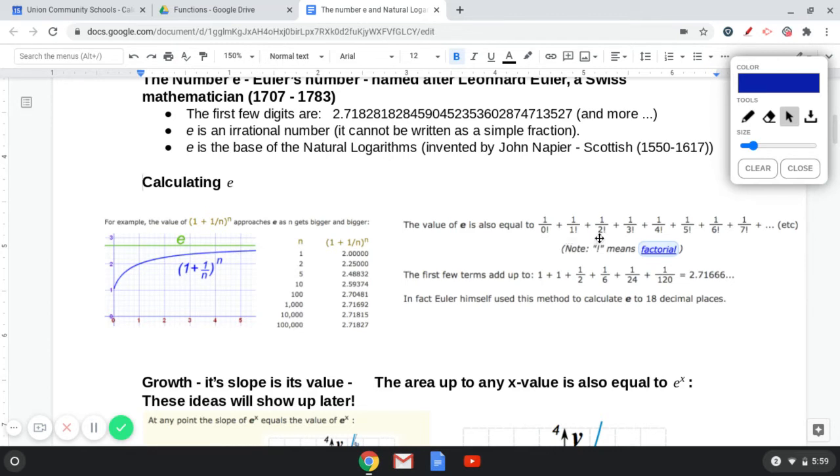Anyways, the value of e is also equal to 1 over 0 factorial plus 1 over 1 factorial plus 1 over 2 factorial. So this is just a pattern. You see the pattern here? Also, factorial means, like, 4 factorial is 4 times 3 times 2 times 1. And if you add these up, this ends up equaling e. So this is one other way that it came to be.